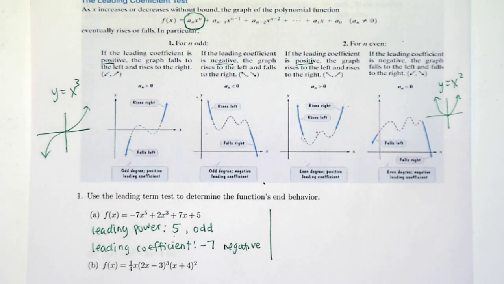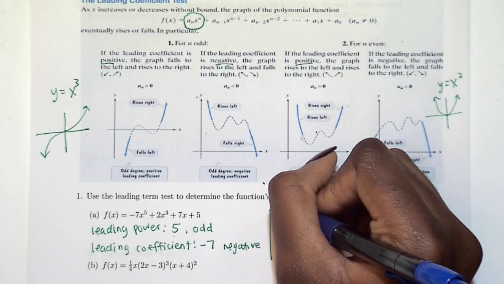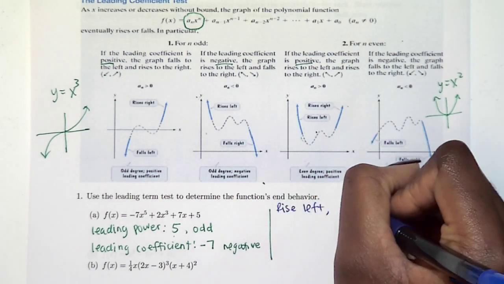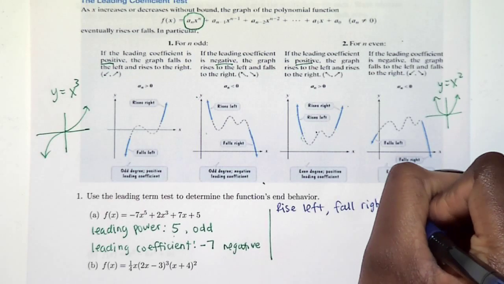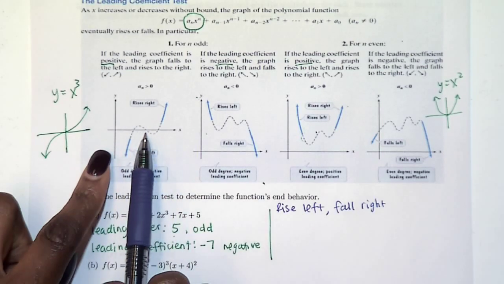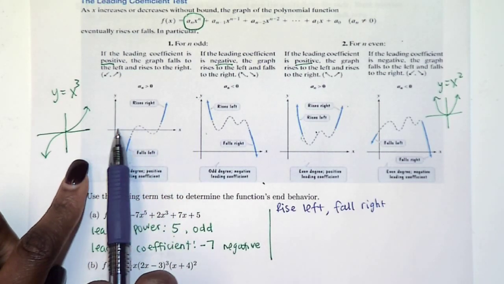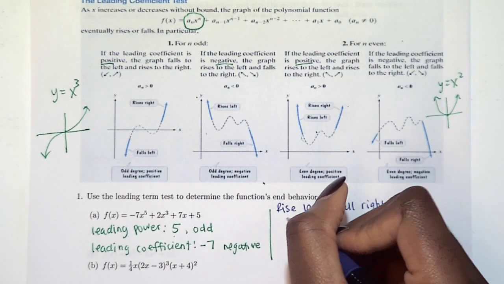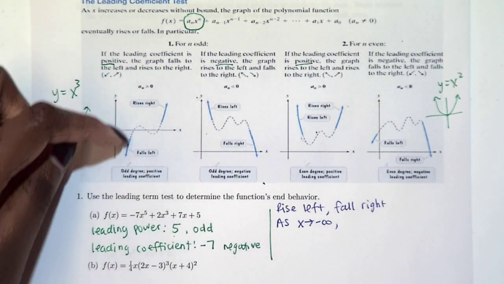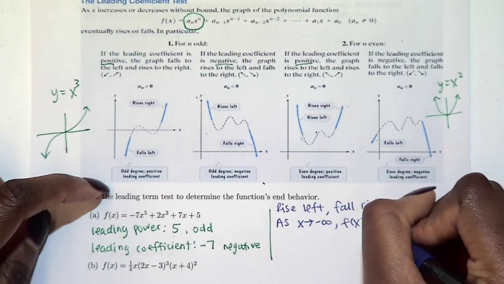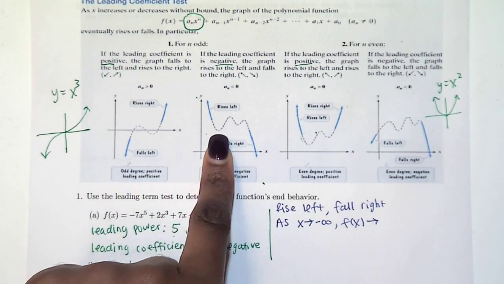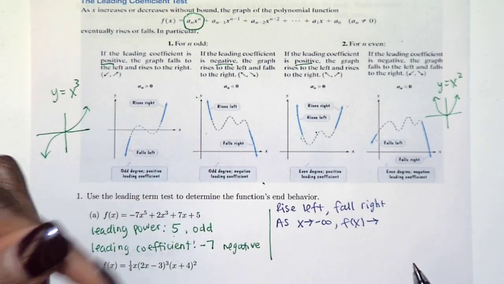So for the end behavior of our function, it's going to rise left and fall right. So what does that mean? On the left side, if we look at a number line, that's when we get closer and closer to -infinity. Our function is going to go up to infinity. That's what it means to rise left.